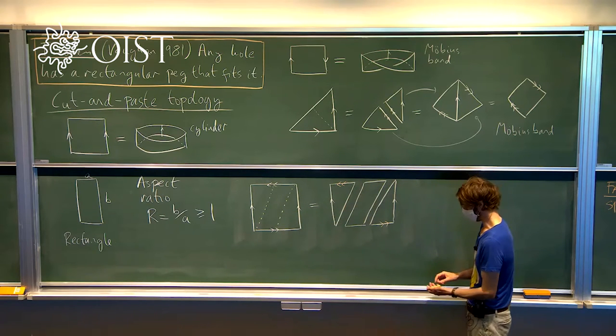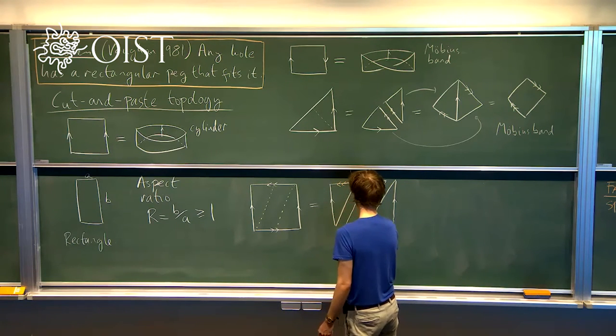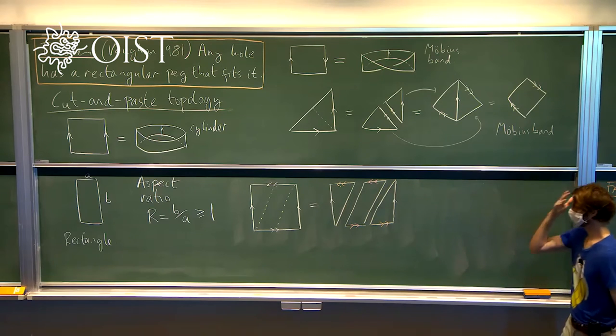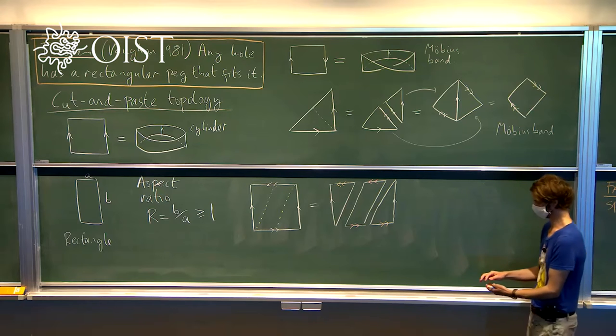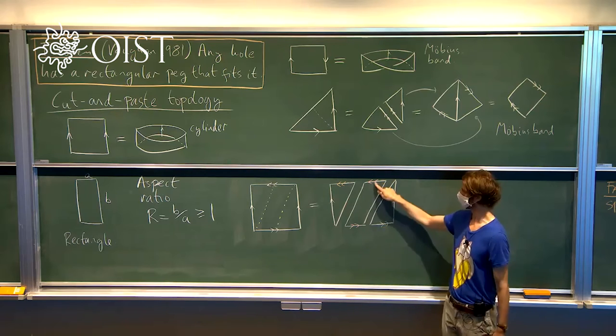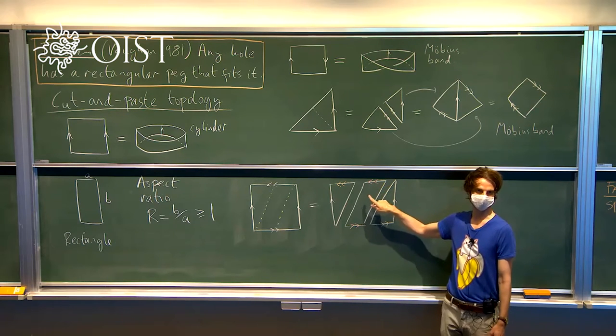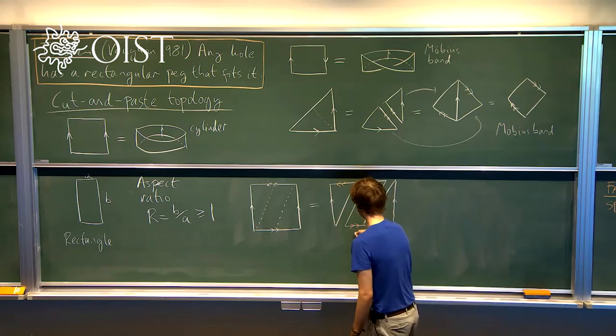So that means that this here gets identified with this here. So I made that cut, and that's the result. So what is the result? Well, this piece is sort of on its own, it's just glued to itself, and it's a Moebius band, right? Because the top and the bottom get identified with a twist. This is a Moebius band.